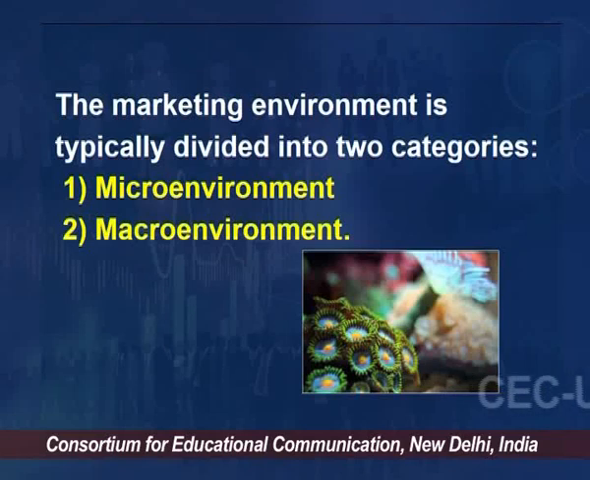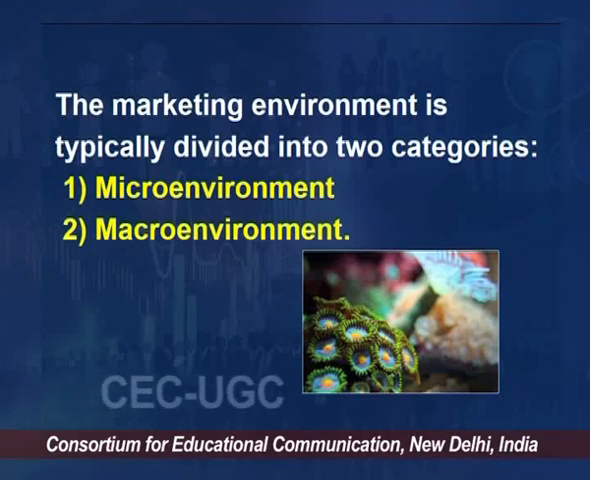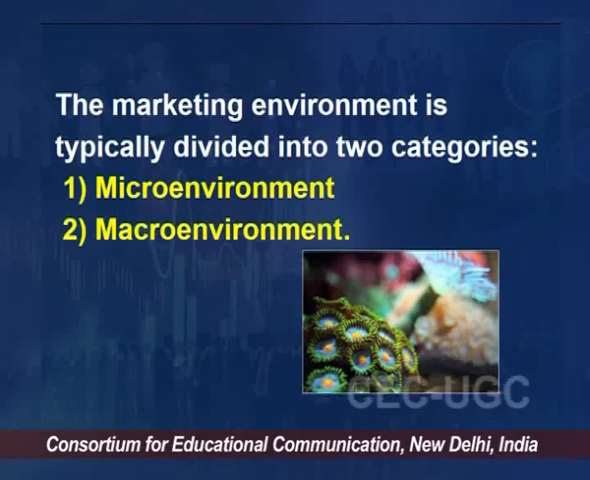Now, when you talk about these factors, they include both the controllable elements, that is, the internal actions we have already talked about, and the uncontrollable factors. The marketing environment is typically divided into two categories. The first is your micro environment and the second is your macro environment. So let us have a look at what these factors are and how they influence the customers.